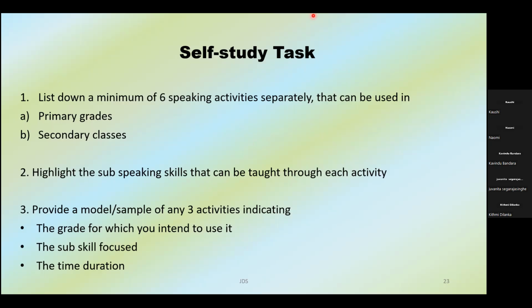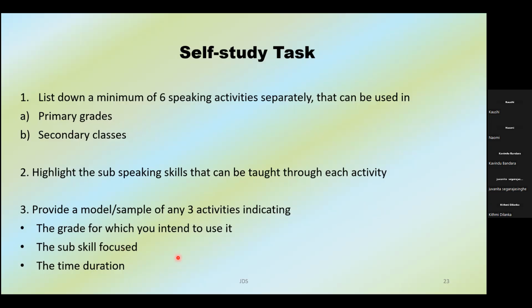Madam, the game for the difference, can we use that game for both classes or only for the primary grades? No, it depends on their level. Yeah, you can use. That's why I told you, you can use very simple pictures for information, spot the difference, basically information gap activities. Even with the primary graders, you can use it. It doesn't matter.